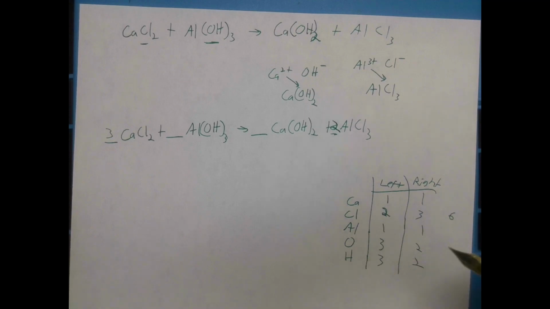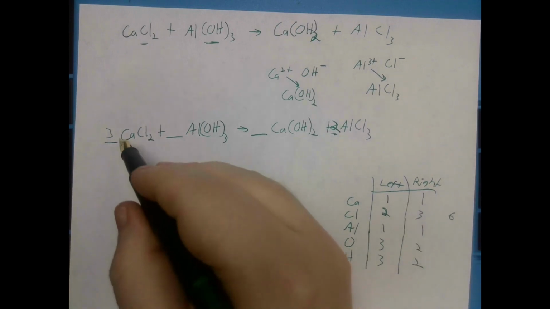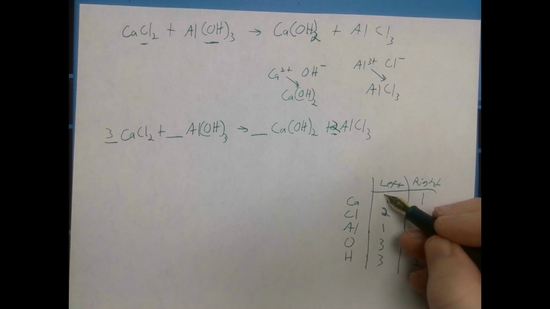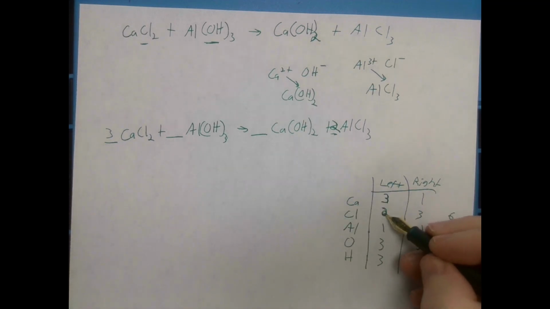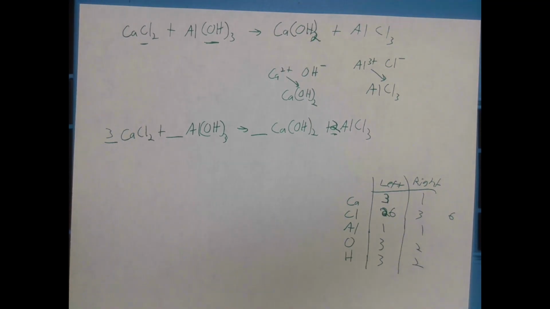This is why it's good to do this in pencil. So I changed the calcium into 3. And I changed the chlorine on the right to 6. It's the only change I made. On the right hand side, I changed the aluminum to 2 and the chlorine to 6.